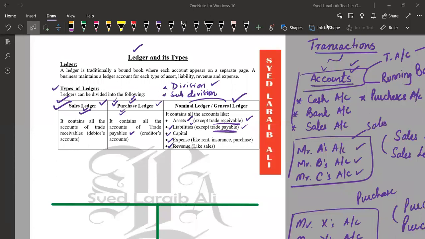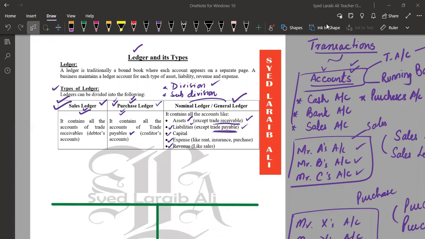All right, guys. So earlier we discussed ledger and its types, and I told you that a ledger is a bound book in which all the accounts are maintained, and there are three types of ledger: sales ledger for trade receivables, purchase ledger for trade payables, and nominal or general ledger for all the accounts except trade receivables and trade payables.